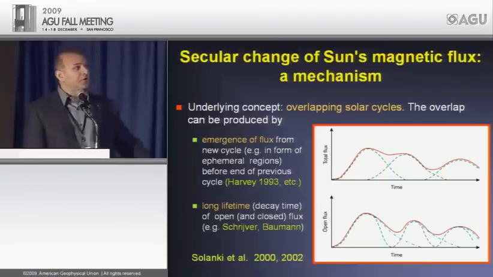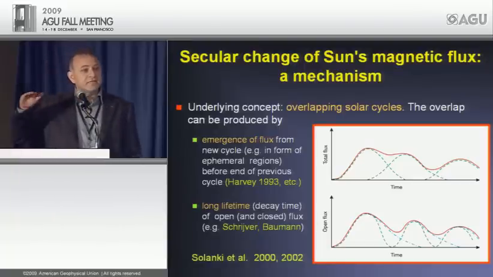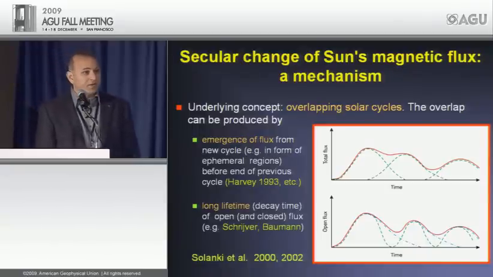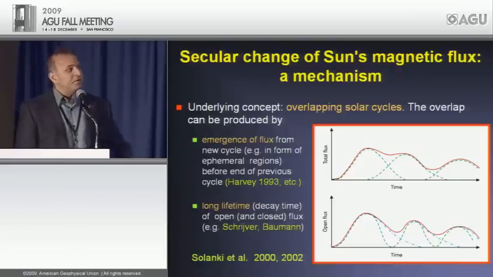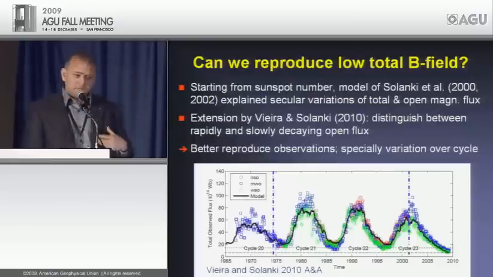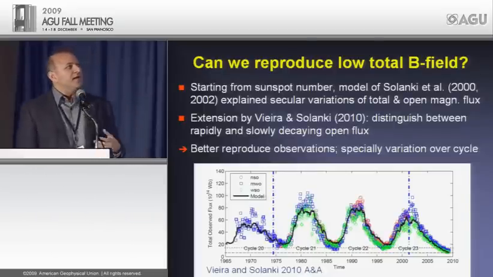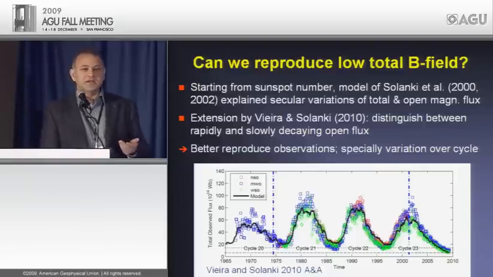So you'll get a minimum where you have a certain amount of flux, and depending on whether the next cycle is strong or weak, whether it peaks early or late, the level of magnetic flux in the minima will be higher or lower. And you can get secular variations of this type. There are different variants of this, but that's the basic idea: overlapping cycles. You can then make a simple model, put this in a few differential equations, and starting from sunspot number, we showed already a number of years ago that you can produce secular variations in the open flux, and in the irradiance as well.